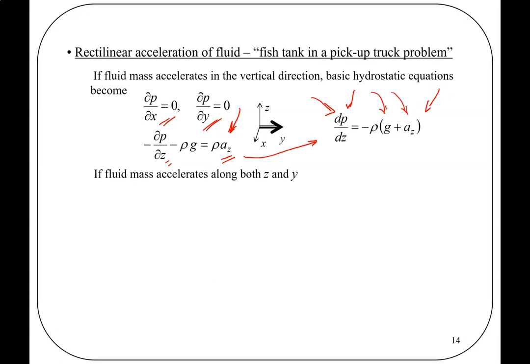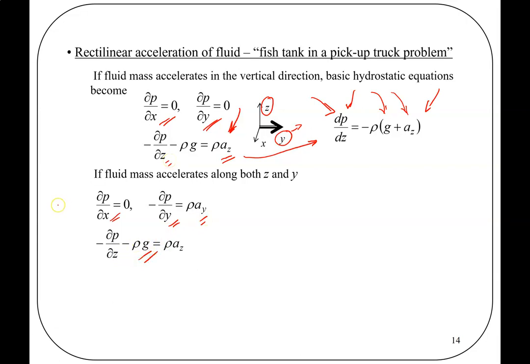If, in general, the fluid accelerates both in the z direction as well as in the y direction, in the case of a fish tank in a pickup truck problem, perhaps the fluid may only accelerate in the y direction, right? So if it did that, then the difference is the equation in the x direction: dp/dx is 0. There's no variation of pressure with respect to x. In the equation in the y direction, dp/dy is not 0 anymore, and the right-hand side has a sub y. And then the equation in the z direction is the equation that I had previously, right?